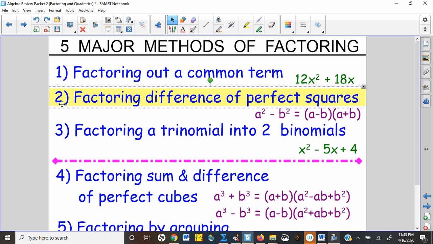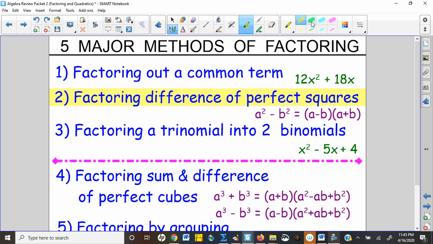Factoring difference of squares, probably the next one you learn. It, to me, is one of the easiest ones because it's a very, very recognizable pattern. It is a difference, so that means subtraction, right, of 2 perfect squares. So this has to be a perfect square, and this has to be a perfect square. It can't be a sum of perfect squares. It can only be a difference of perfect squares. And it always factors the same way.